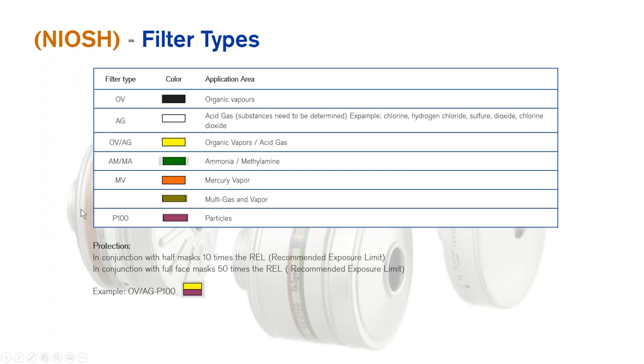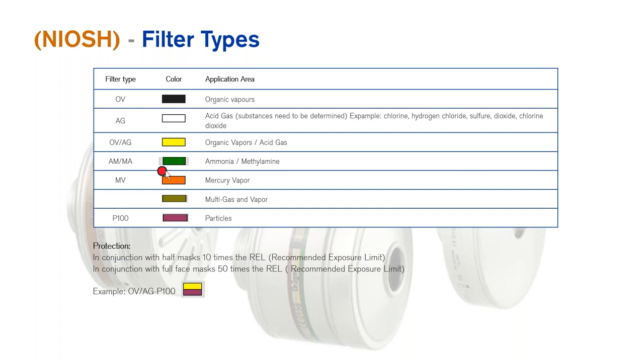So this will be the NIOSH filters itself. Instead of A, B, E, K, which are the common letters that we use to classify gases, they classify under OV, organic vapors, and AG for acid gases. OVAG is a combination of both. And they also have ammonia, which is equivalent to our K.